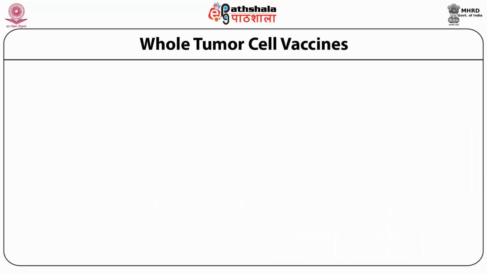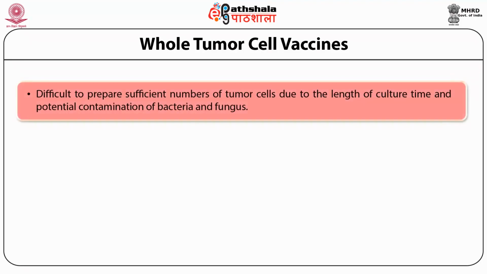Other than the cellular therapies, even the clinical trials are focused on whole tumor cell vaccines. Whole tumor cells can be taken out and used as the vaccines. But it is difficult to prepare a sufficient number of tumor cells due to the length of culture time and the potential of contaminating it with bacteria or fungus.